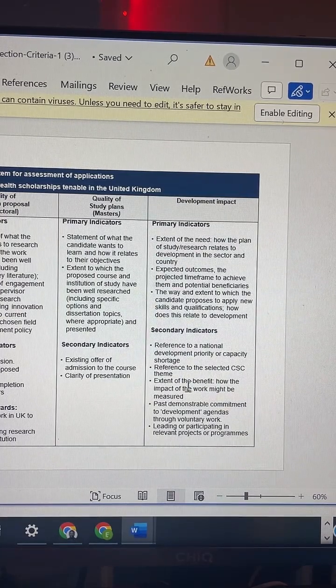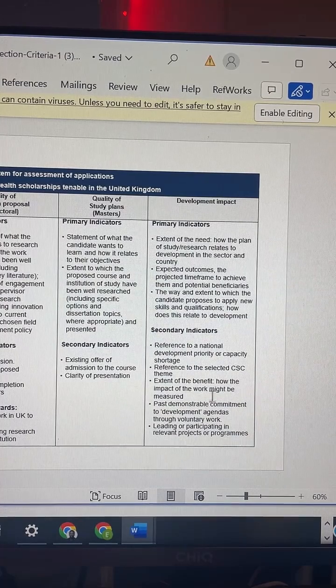And then reference to the selected CSE theme. So there are some themes that we need to know. There are 6 themes that the scholarship is based around. So we need to be aware of these themes and how we're going to write our essays to be able to make sense to the Commonwealth Scholarship Committee. And then the extent of the benefit, how the impact of the work might be measured.